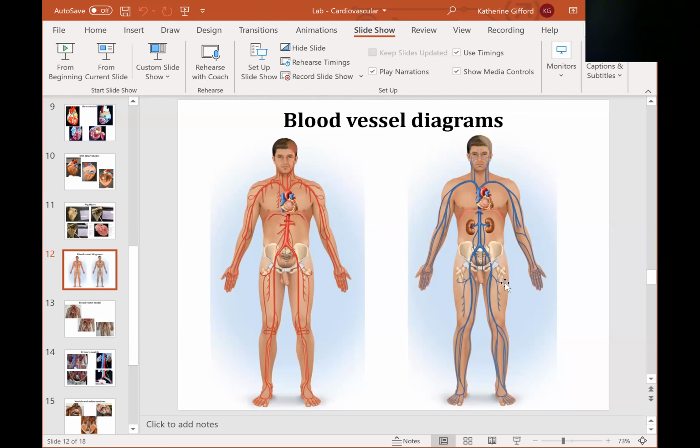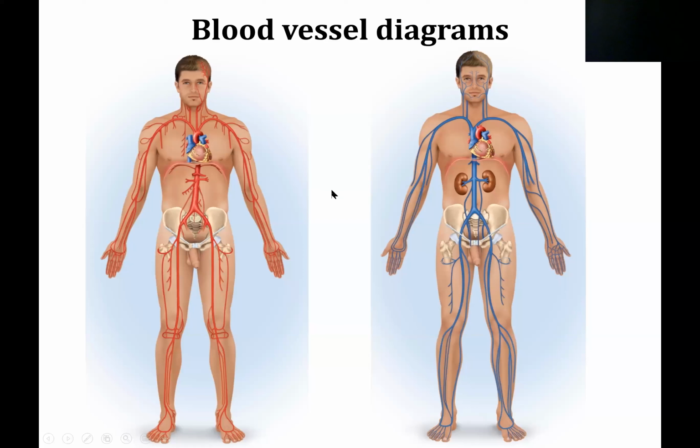Okay, so this is the lab for the arteries. You have two pictures here, one of the arteries and one of the veins. The one in your lab handout is black and white, and this is the colored version. With or without color, you can still tell the difference between the artery picture and the vein picture.